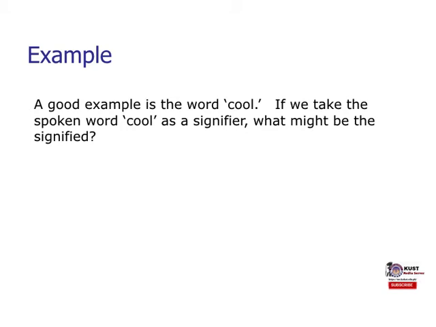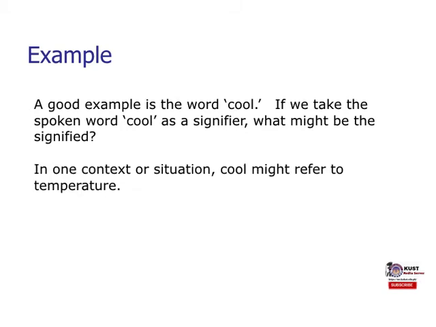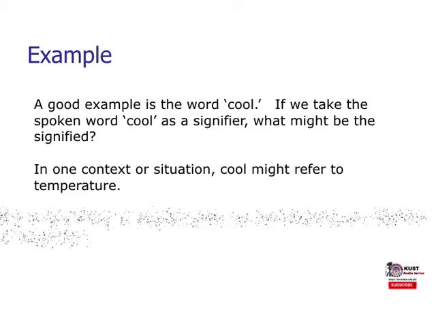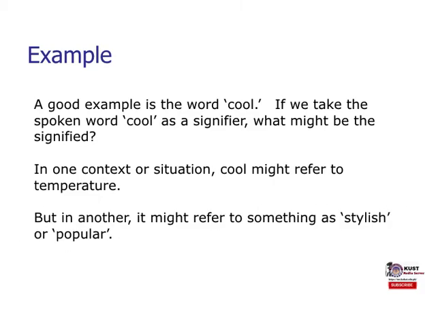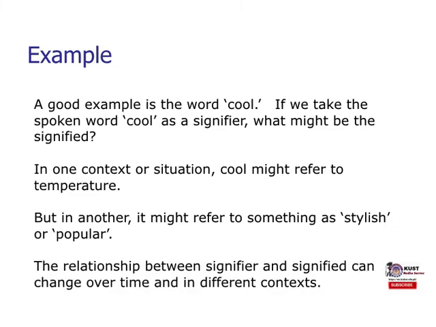Now let's look at an example. I've given this example in my previous session as well, but it's always good to give this example because it will give you clarity. For example, there's a word called cool. If we take cool as a signifier, the word cool can refer to temperature. If you say the weather is very cold today, or it's a cool weather today, it's referring to something that's colder. But if you say that someone is wearing a stylish dress, that you're wearing a cool dress, it refers to something that is popular. So the relationship between signifier and signified can change over a period of time and in different contexts.